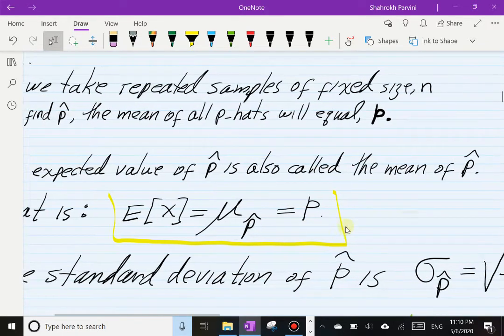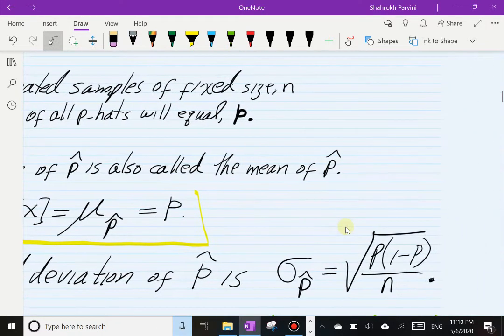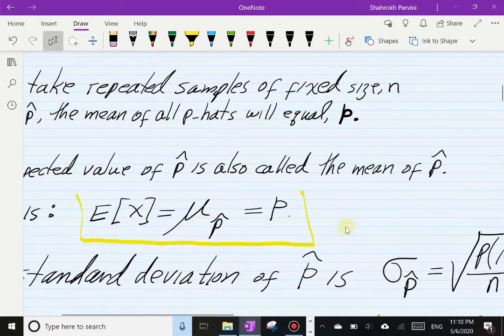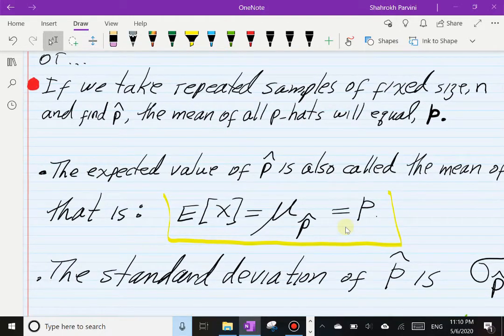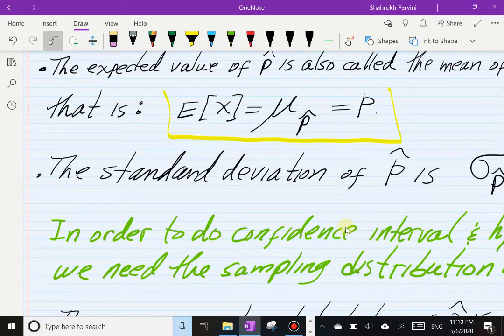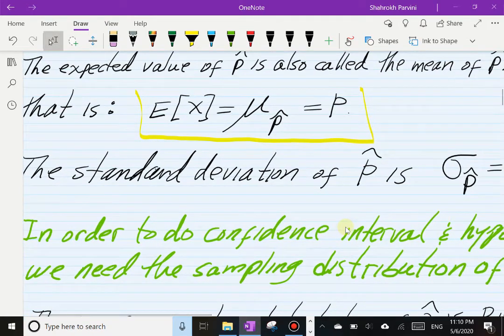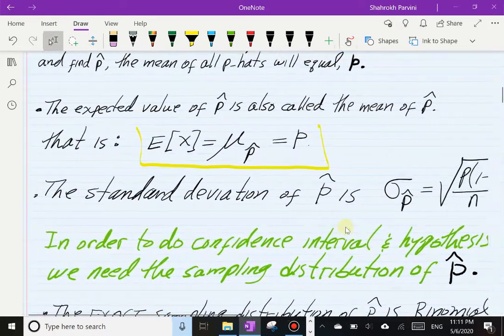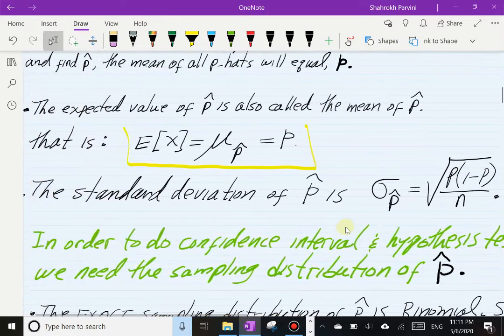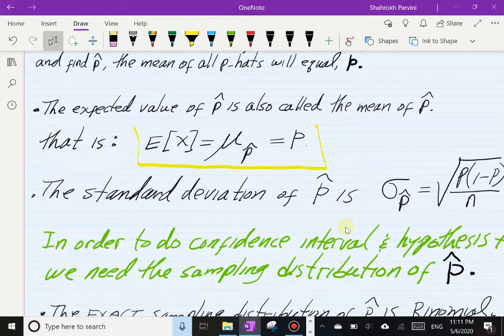Now the standard deviation of p hat turns out to be this number. The derivation of these is not hard, but we're not interested in the mathematical derivations in this course. But this will give us the standard deviation. So far we have the mean, we have the deviation of the sampling distribution. What we don't have is the shape. In order to do confidence intervals and hypothesis tests, we need the sampling distribution of p hat.